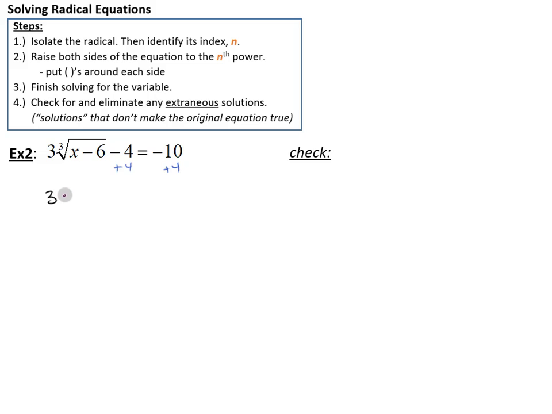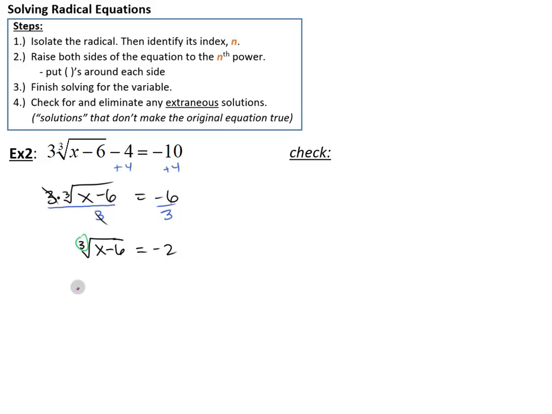So now we have 3 times the cubed root of x minus 6. Those 4's would cancel, of course, and we get -6. Okay, we still need to get rid of that 3 in the front. So because it's held with multiplication, we're going to divide by 3. So these 3's cancel each other out, and now we've isolated the radical. The cubed root of x minus 6 equals -2. -6 divided by 3.